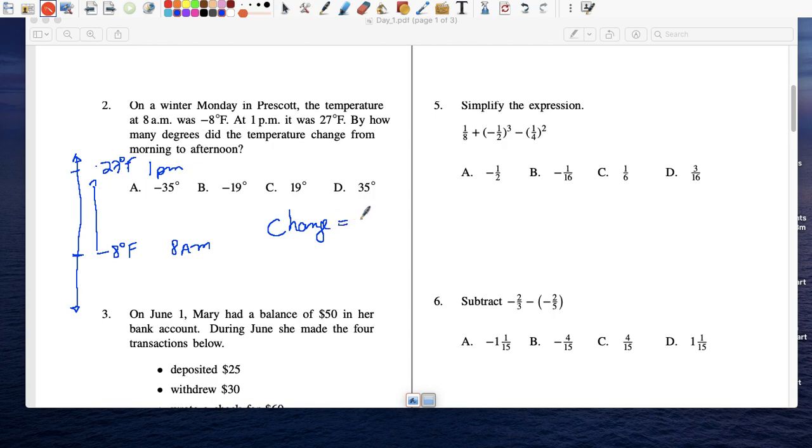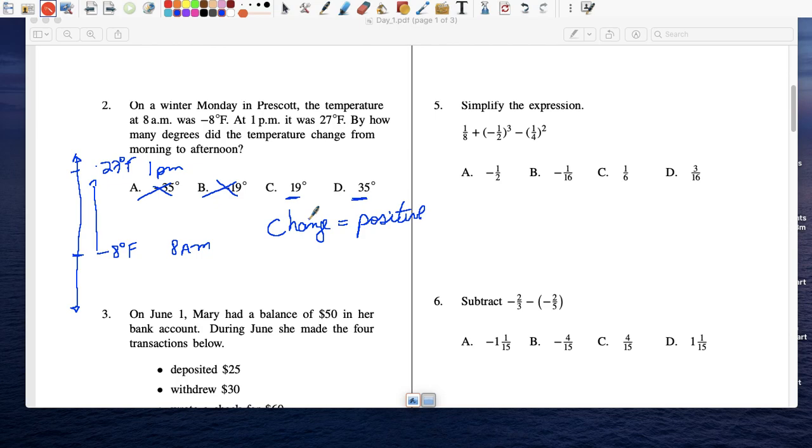Well, first of all, you have to understand the change was positive, right? Because if you're going from negative 8 all the way to positive 27, the change is going to be positive. If the change was negative, the temperature would have decreased. So because the temperature went up, the change is going to be positive. So right off the bat, I can take this one out, and I can take this one out, because both of them are negative change, and those would apply only if the temperature had decreased. So either the temperature went up by 19 degrees, or it went up by 35 degrees.